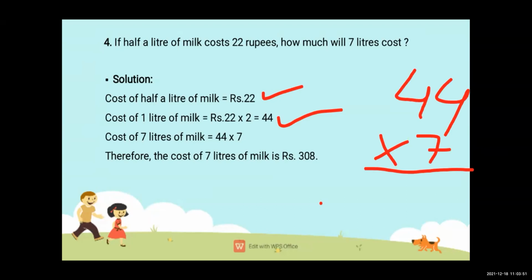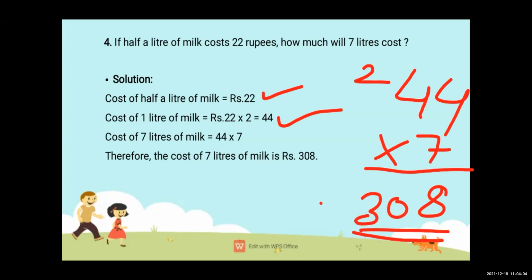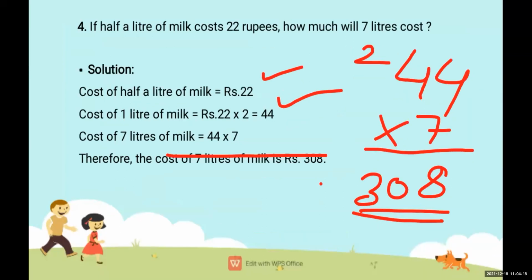Now 7 fours is how much? 7 fours is 28. Now 7 fours one more time, 7 fours are 28. 28 plus 2, it becomes 30. So what is the cost of 7 liter of milk? So therefore the cost of 7 liter milk is 308. 7 liter milk का cost कितना हुआ? 308. So whatever is given here, you have to listen properly and write it down.